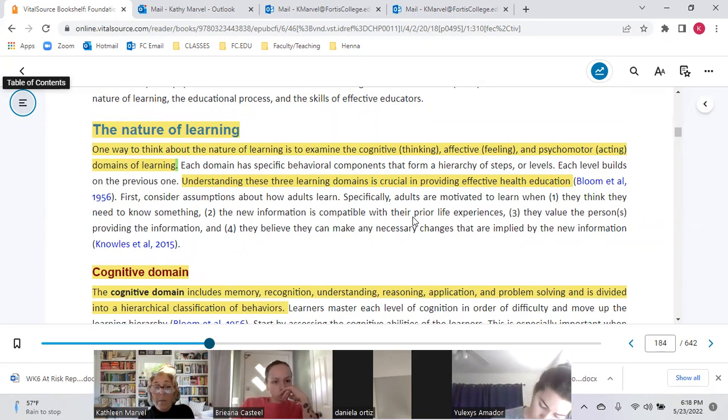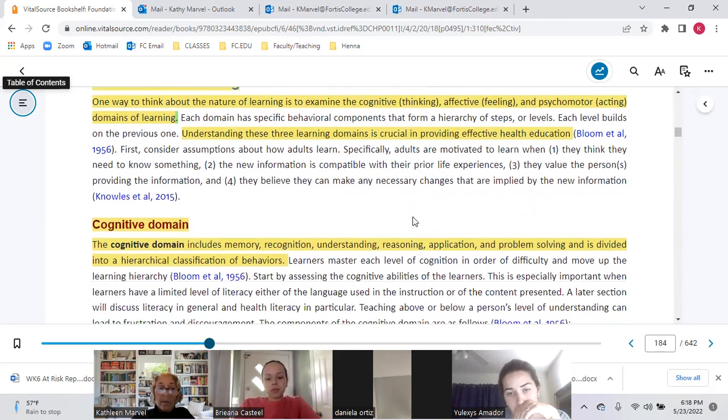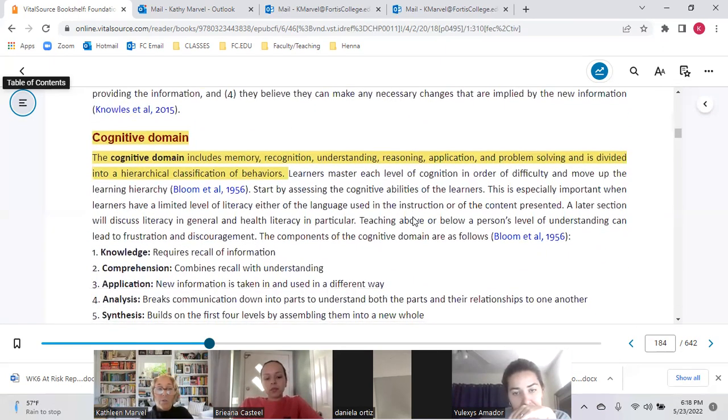For the purposes of this chapter, we have three natures, the nature of learning. We think about it in three different ways. It's here on page 184. We talk about cognitive learning, affective learning, and psychomotor learning. The cognitive is about thinking, affective is about feeling, and psychomotor is about acting. We'll talk about these three a little bit more as we get further into the chapter. But we have to understand these three learning domains in order to be able to develop and plan for effective health education.